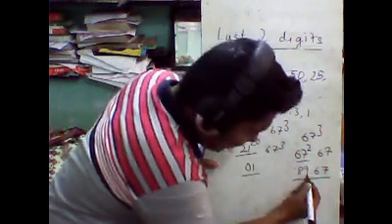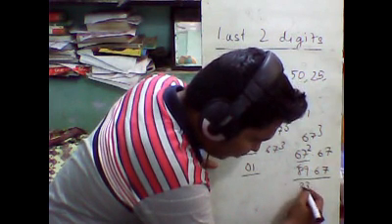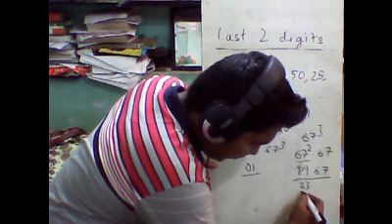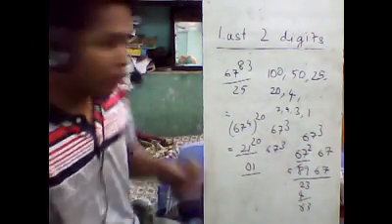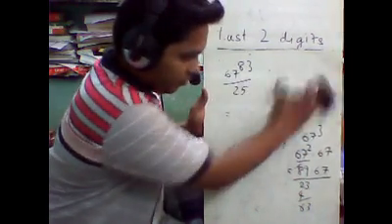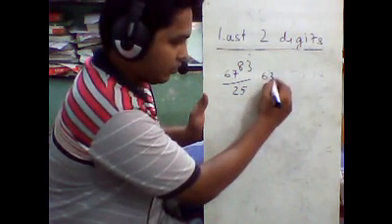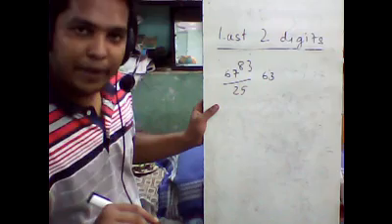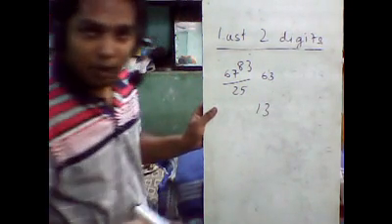Let us find it. 7 9s are 63. 7 8s are 56, plus 6 is 62. 6 9s are 54, plus 6 is 60, 6 8s are 48, plus 5 is 53. 63 is the last two digits of 67 to the power of 83. 63 when divided by 25 will give the remainder 13. I guess this problem is clear.